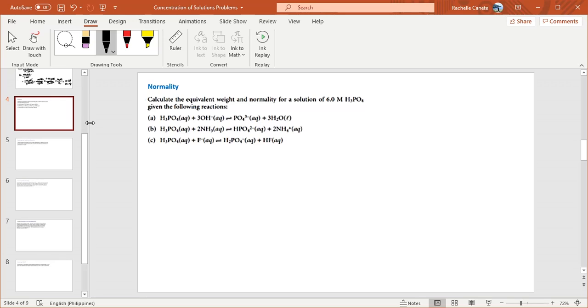chemical reaction. Okay? So, for example, in an acid-base reaction, here, we need to calculate the equivalent weight and the normality for a solution of 6 molar phosphoric acid given the following reaction. So, for A, the phosphoric acid reacts with 3 hydroxide to form phosphate ion. Okay? So that means it has 3 number of equivalents because it reacted to 3 OH.